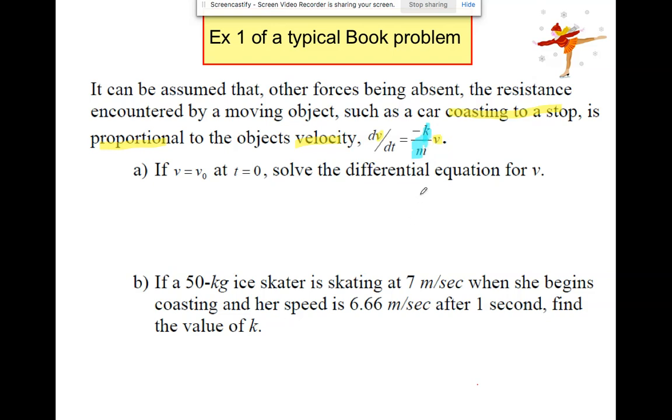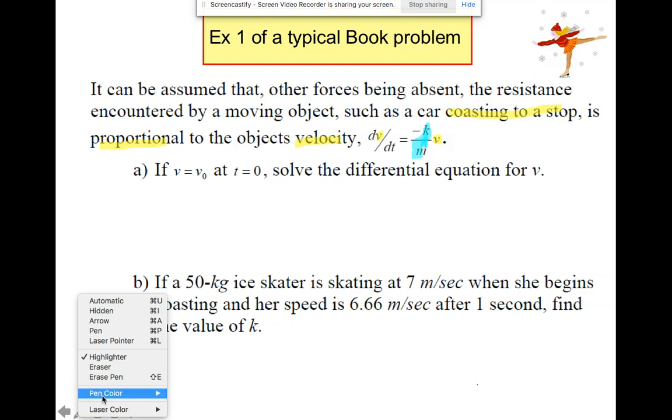k over m is the constant of proportionality, but your mass, right, if you're talking about a car, its mass is constant over this time, right? We're going to talk about an ice skater, right? So this is a separable differential equation for any moving object. And in our problem, we're going to talk about a skater. Well, her mass is constant throughout this problem. If you're talking about a car, the mass of the car is constant. So this m is not a variable. So notice here what part A is asking you.